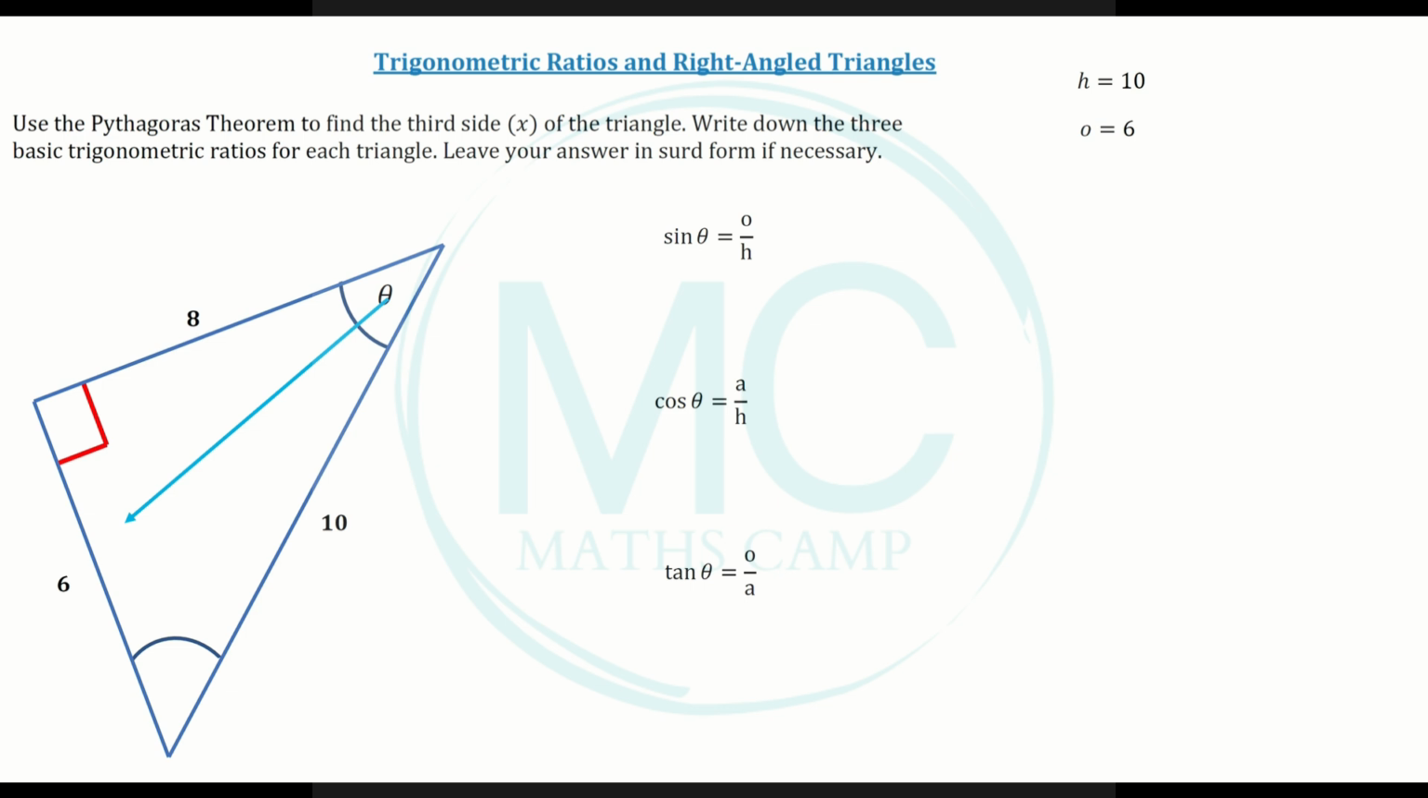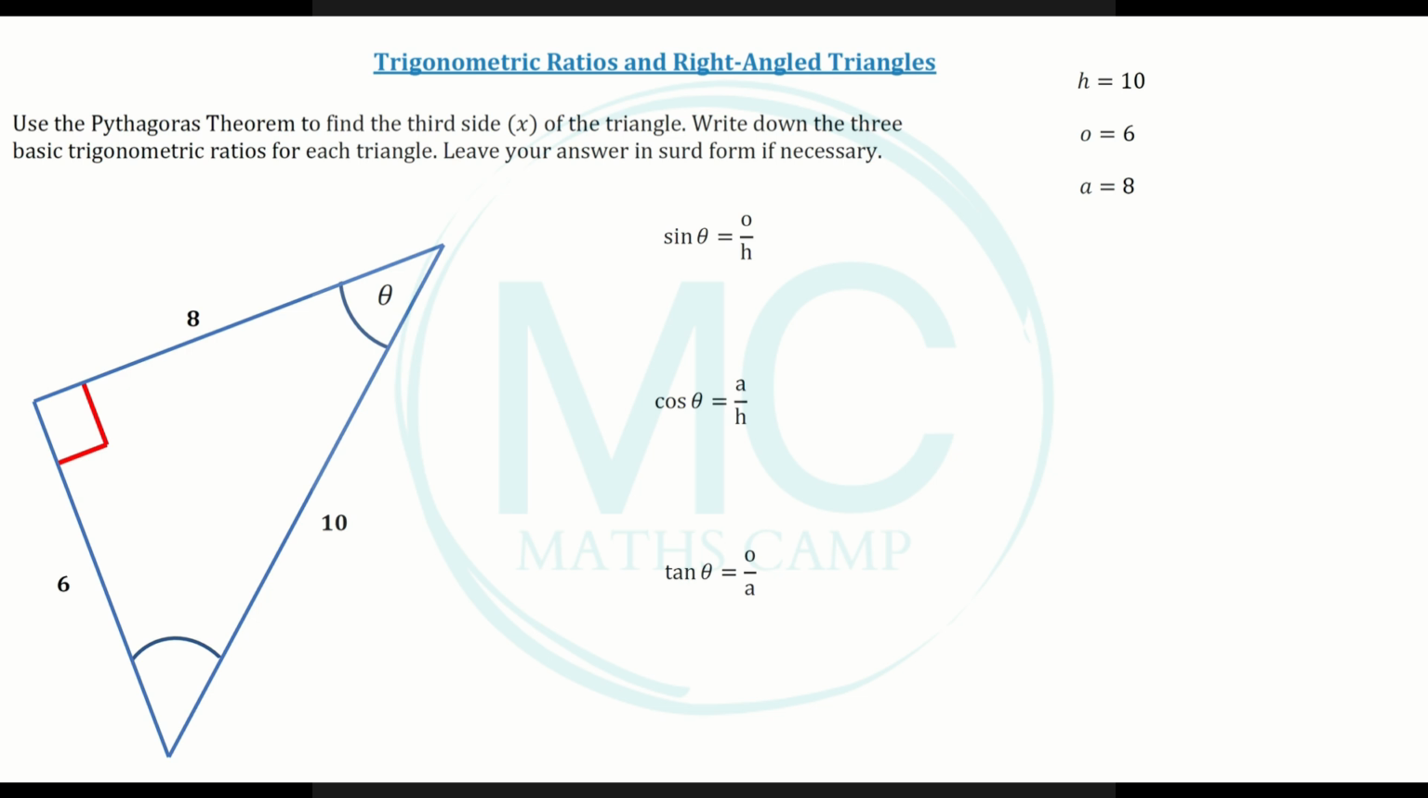Finally, let's look for our adjacent side. The adjacent side is next to the angle theta, but on the other side of the hypotenuse. So this is our hypotenuse. We can see that this must be our adjacent side. The side is 8 units long. So up here, we can say A is equal to 8.